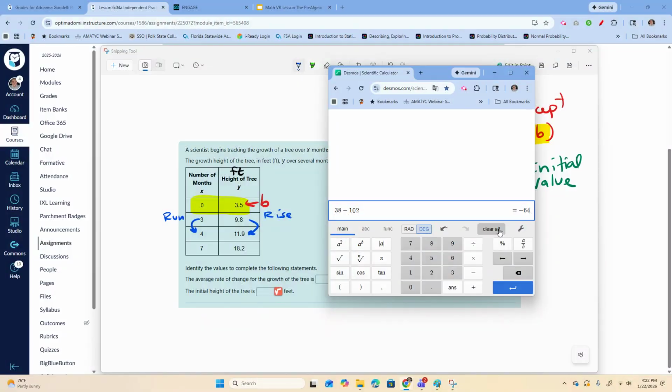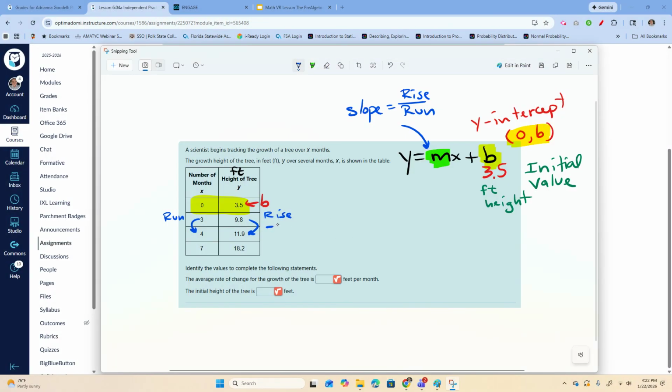All right, let's subtract the y. So 9.8 minus 11.9. You can see I got negative 2.1. So that's the rise. Now let's do the same thing with the run. 3 take away 4, and I get negative 1. When I do the slope, rise over run, it will be negative 2.1 over negative 1. And when you divide this in the calculator, you're going to get positive 2.1. So the slope here is 2.1.